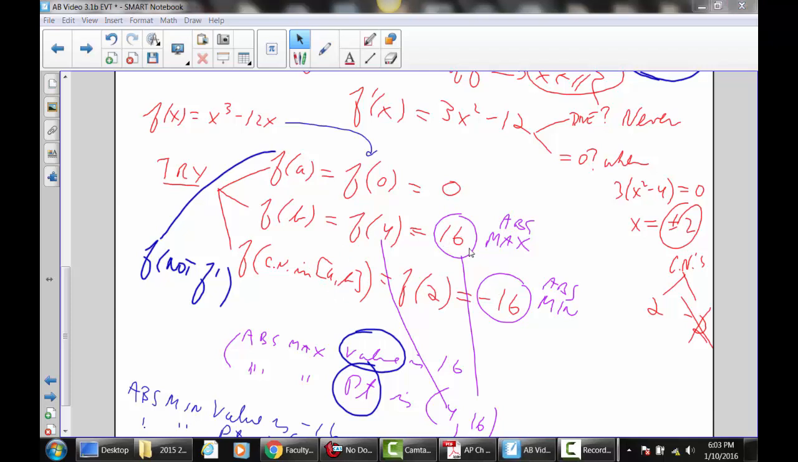The largest of those is 16. The smallest is negative 16. So the absolute maximum value is 16. The absolute minimum value is negative 16.